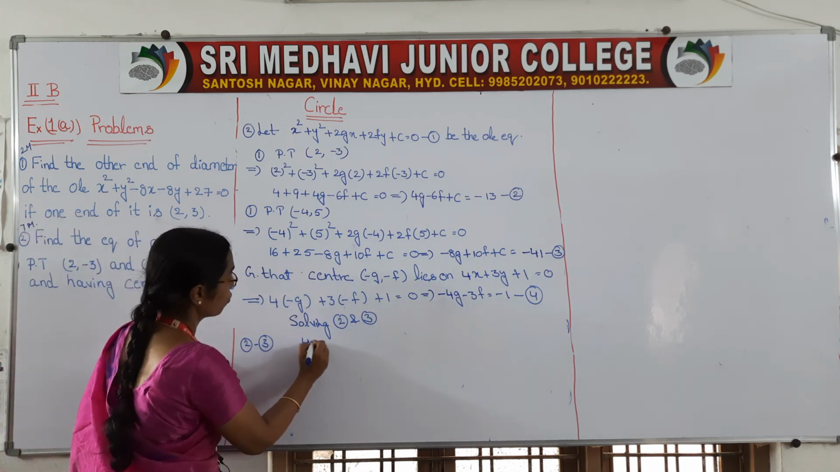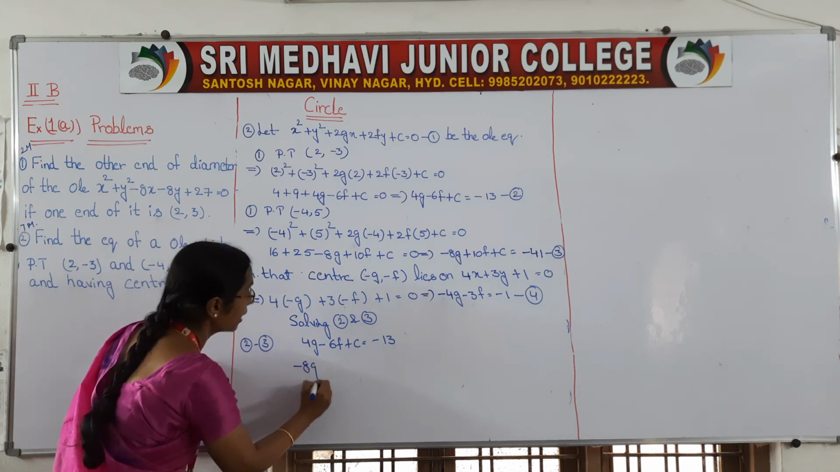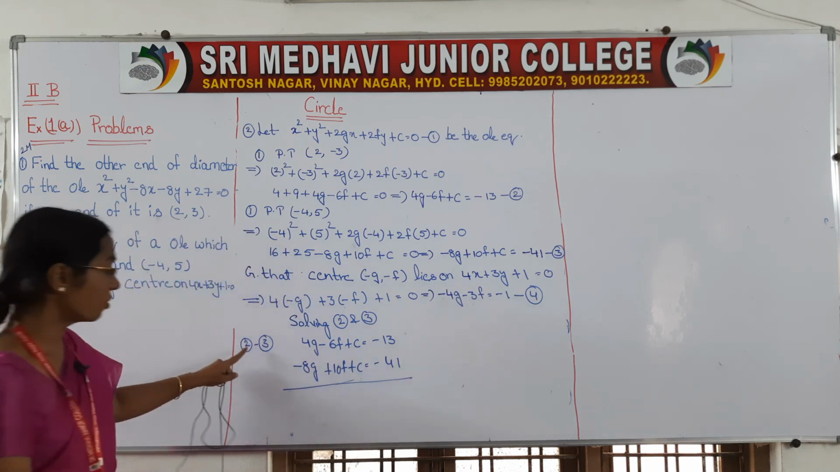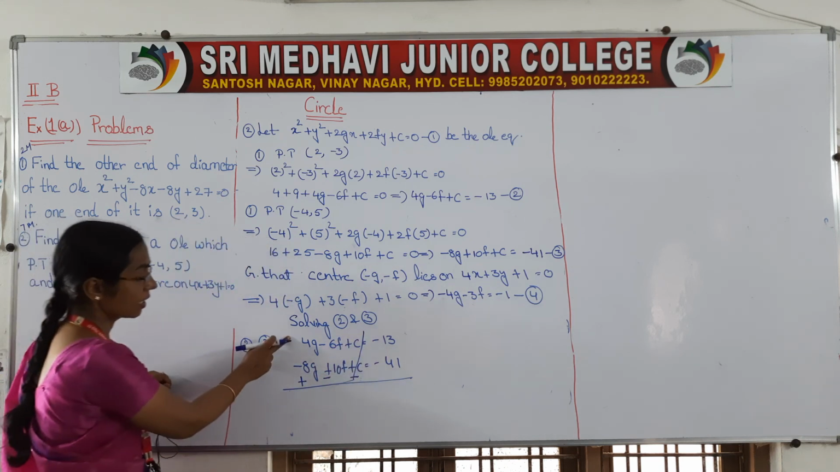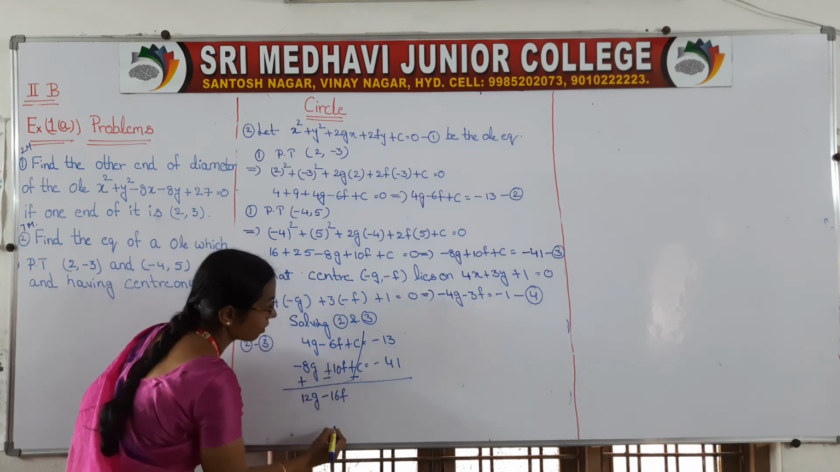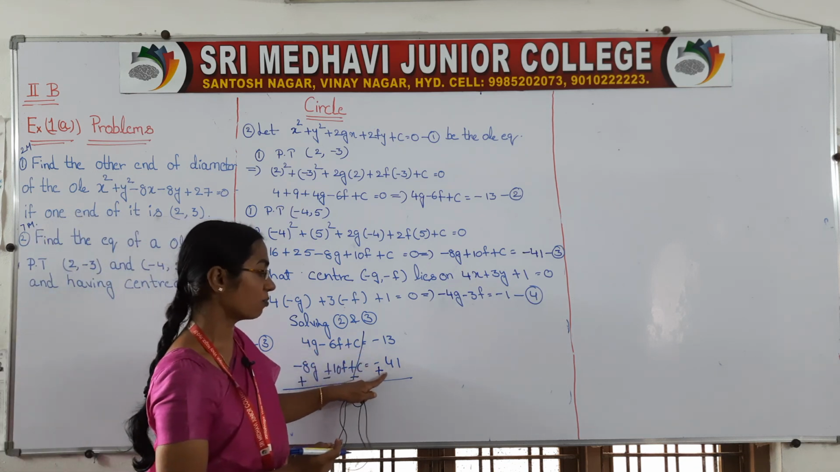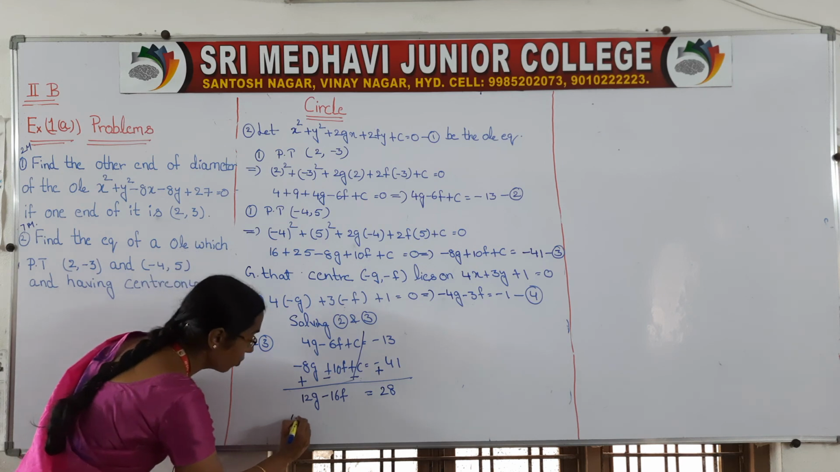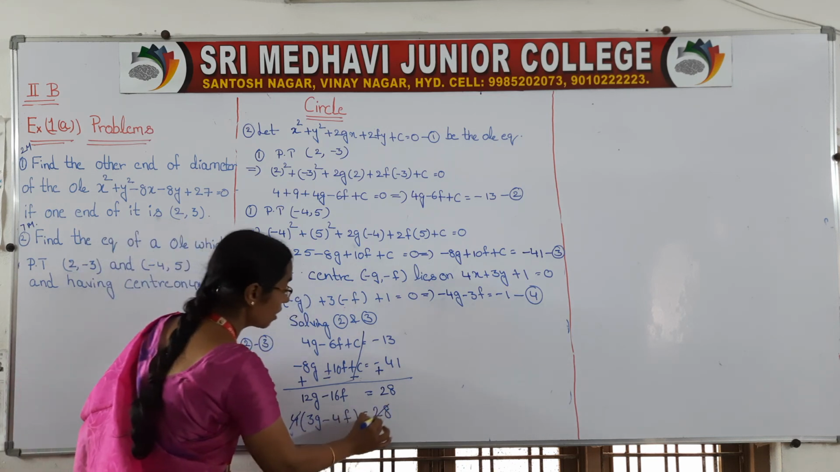So what happens? It is 4g - 6f + c = -13, and the next one, -8g + 10f + c = -41. We are doing subtraction: minus of minus is plus, and c minus c cancels. Here 4g plus 8g is 12g, and -6f - 10f is -16f, equal to 41 - 13, which is 28. From this we can take 4 common: 4 threes are 12, 4 fours are 16, equal to 28, so 4 ones are 4, 4 sevens are 28.